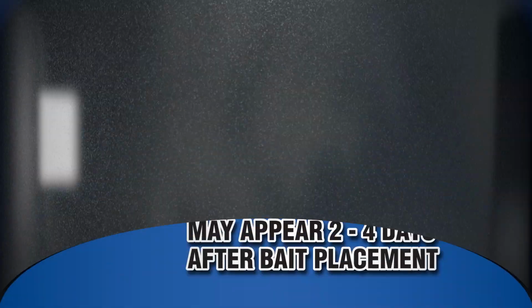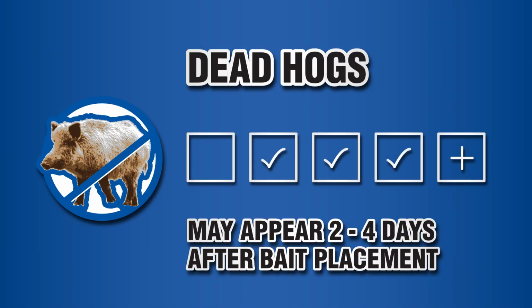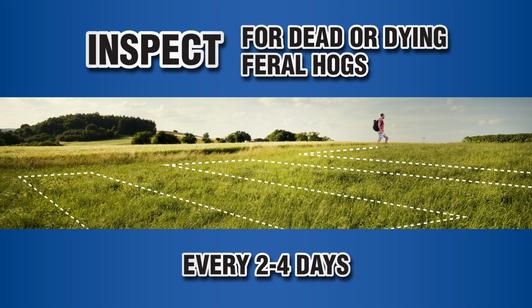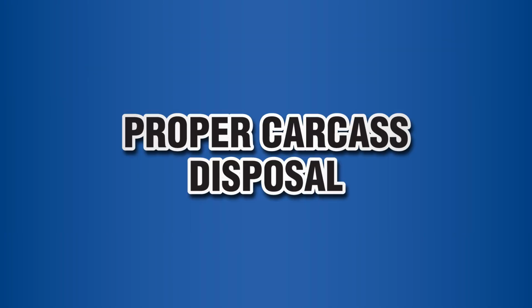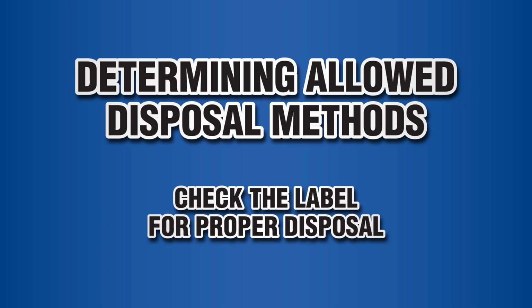Return. Dead hogs may begin to appear in or near the treatment areas. Return to the treatment site to perform carcass searches in the area. All carcasses must be disposed of properly to ensure they are not accessible to scavengers. Contact state and local authorities to determine what other disposal methods are allowed.